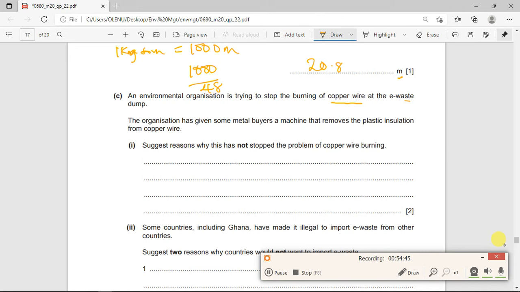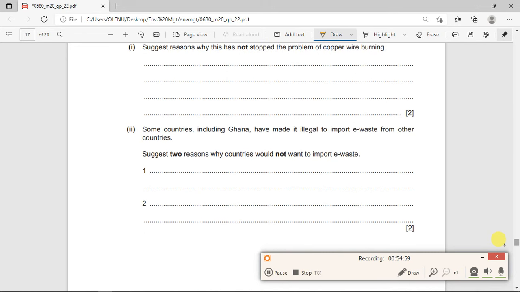Now, an environmental organization is trying to stop the burning of copper wire at the e-waste dump. The organization has given some metal buyers a machine that removes the plastic insulation from the copper. Suggest a reason why this has not stopped the problem of copper wire burning.